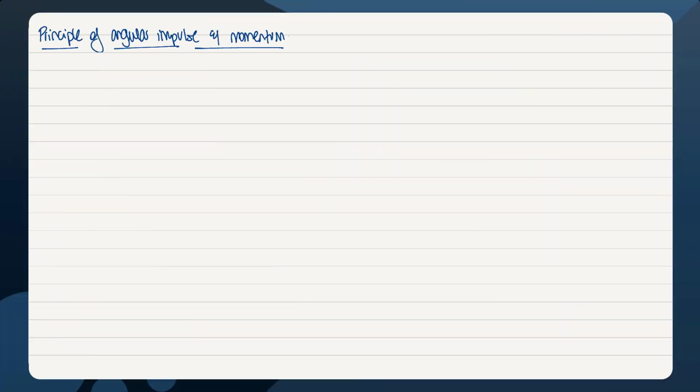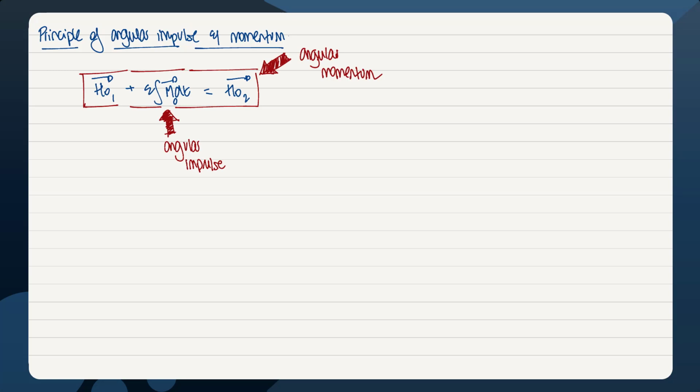Let us look now at the principle of angular impulse and momentum. We've discussed before the principle of linear impulse and momentum. Let's apply the same intuition to the angular momentum. So similarly here, the expression is of the form HO1, which is the angular momentum at state 1, plus the sum of all the moment contributions across delta t is equal to the angular momentum at state 2.